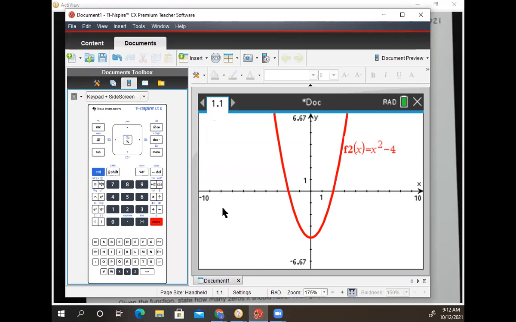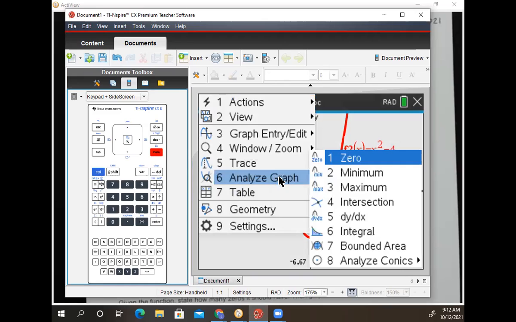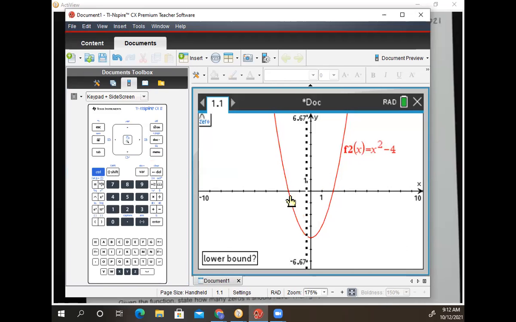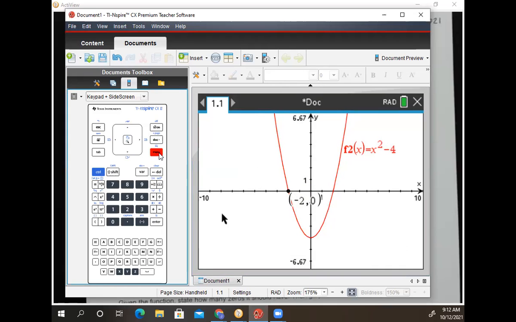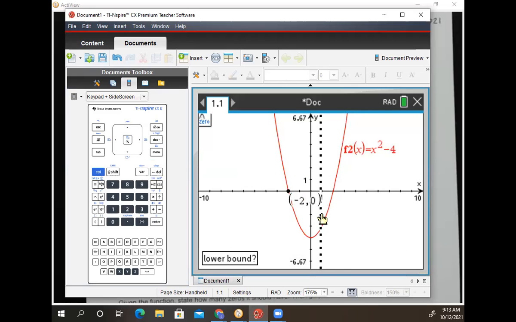There's my graph. I can see my x-intercepts on the graph for this one. But in case I couldn't, or if I wanted to double check, remember we would go to Menu, Analyze Graph, and these are called the zeros when I look for those x-intercepts. So I have an x-intercept at -2, and then the bummer is we can only find one at a time. -2 and +2. So my x-intercepts for that first function are -2 and +2.